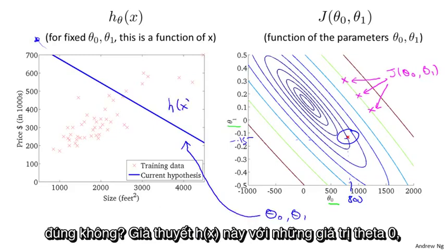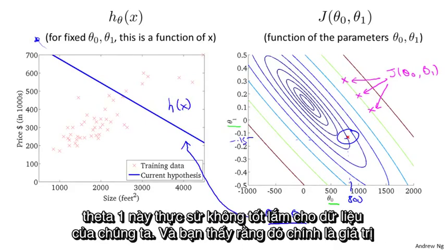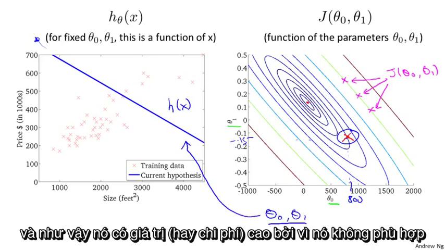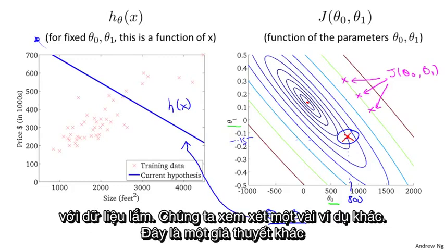Now, this line is really not such a good fit to the data. This hypothesis, h of x, with these values of theta 0, theta 1, is really not such a good fit to the data, and so you find that its cost is a value that's out here, pretty far from the minimum. This is a pretty high cost because this is just not that good a fit to the data. Let's look at some more examples.